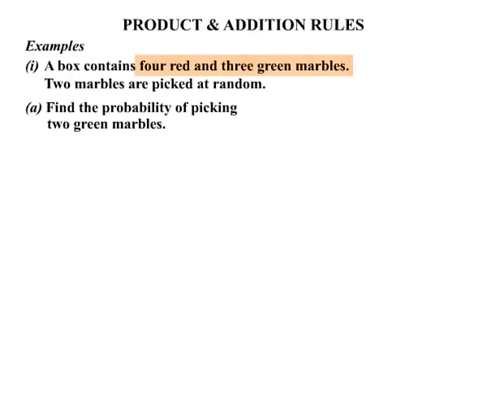Now in this lesson we'll look at some product and addition rules. Examples. A box contains 4 red and 3 green marbles, and 2 marbles are picked at random. We need to find the probability of picking 2 green marbles. Now let's consider this. 4 red and 3 green marbles. Let's draw them down. Okay, 4 red, 3 green, 7 in total.